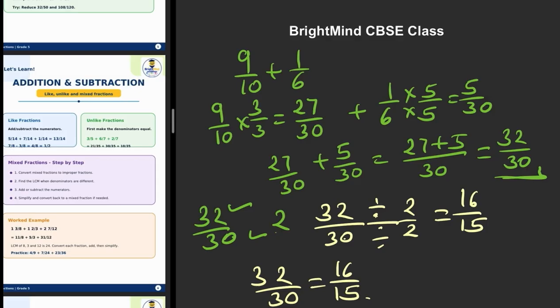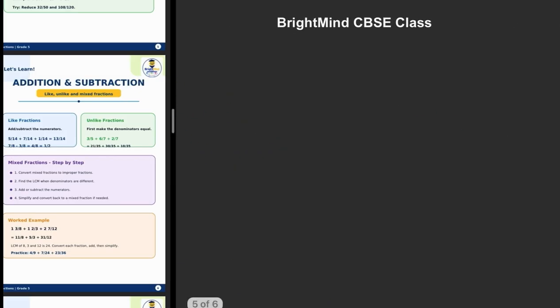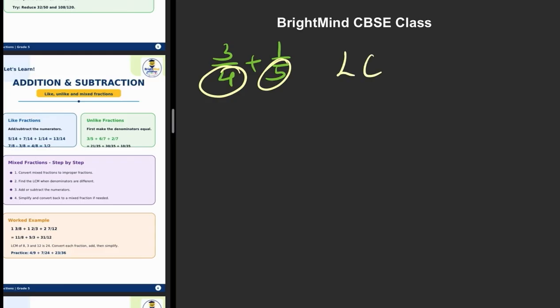Okay, so let's take one more example. Here I will take 3 by 4 plus 1 by 5. Here also the denominators are different, so we have to find the least common multiple. We will work again with the LCM. Same way, we will go for the larger number. What is the larger number? The larger number here is 5.